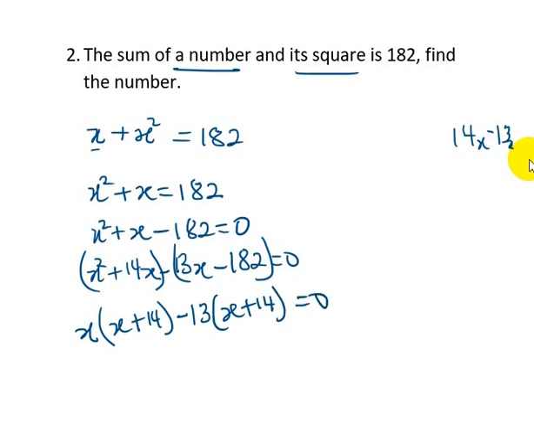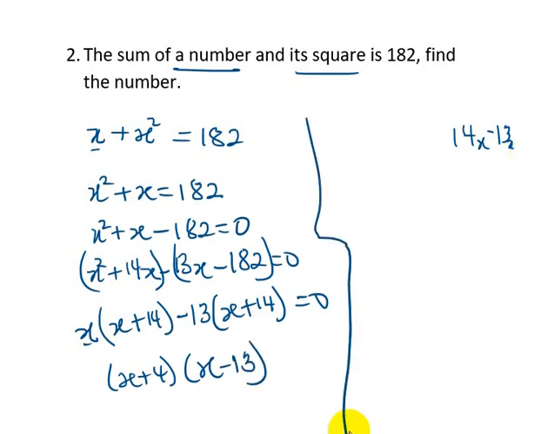Always remember, after you are factorizing, what you get in the two brackets will be the same. So now the brackets are the same, and you are going to get x plus 14 and also x minus 13. Now from there, we are looking for the numbers, so we will set each of them equal to 0. So we get x plus 14 equal to 0, and also x minus 13 equal to 0.